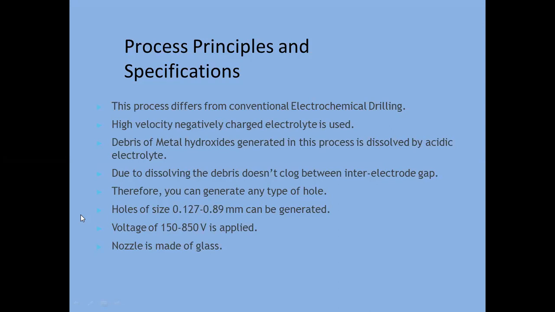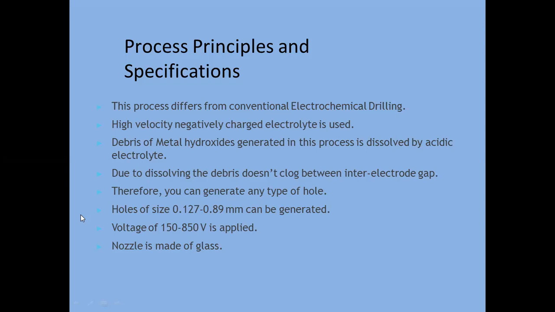This is the major advantage and difference between electrochemical drilling and electrostream drilling. There will be no clogging or blocking or precipitate generation. Even if precipitate is generated, it gets dissolved in the acidic electrolyte, which is different from electrochemical drilling. The hole size that we can generate is of diameter 0.127 to 0.89 mm.